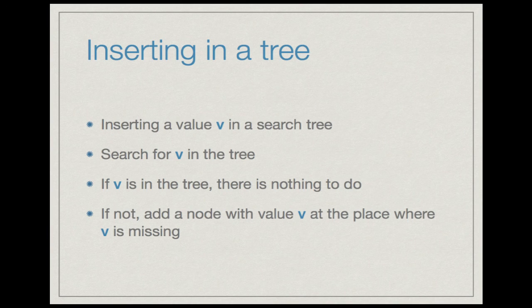So this is the overall strategy for insert. To insert a value v in a search tree, you search for v in the tree. If v is in the tree, there is nothing to do. If not, add a node with value v at the place where v is missing. And the place where v is missing is found by the search routine.